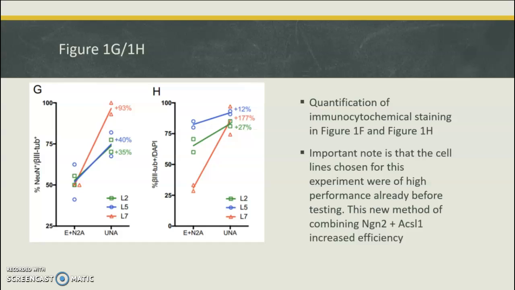Figure 1H shows the quantification of the immunocytochemical staining using DAPI. Again, the low performance cell line increased dramatically over 177%. Altogether, experiments from Figure 1 showed the use of a single all-in-one lentiviral vector UNA, and it was easier and less prone to experimental error.